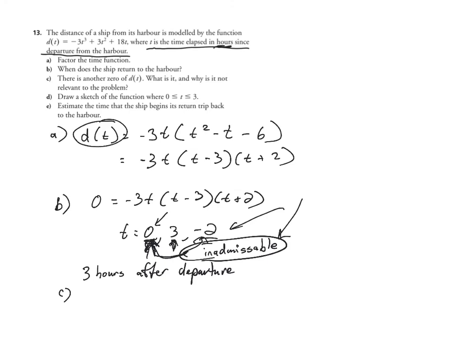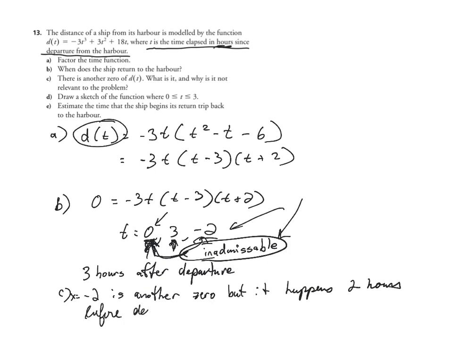C. There's another 0 of d of t. What is it, and why is it not relevant to the problem? Oh, we just talked about that. The negative 2, t equals negative 2, is another 0. But it happens 2 hours before departure.